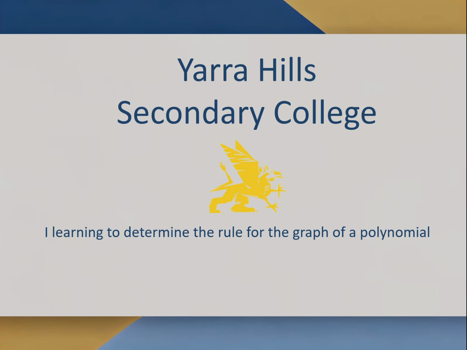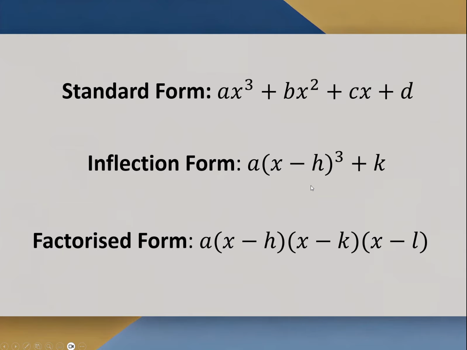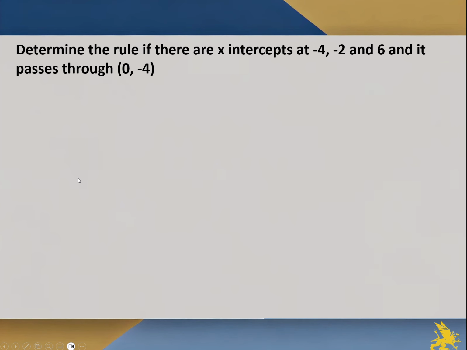There are three forms that you could find. The first is the standard form, and I would use this when I'm given random points. If you're given an inflection point and one other point, I will be using the inflection form. Or if you are given the factorized form, where you are told all of your x-intercepts, then I'll be using the factorized form to help me. Again, it just depends on whatever form we get.